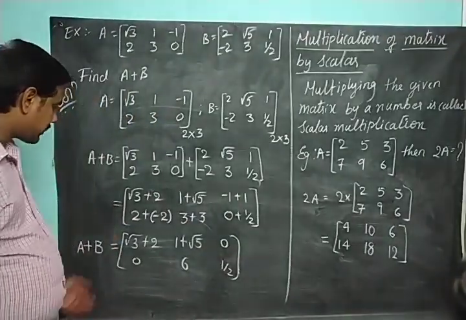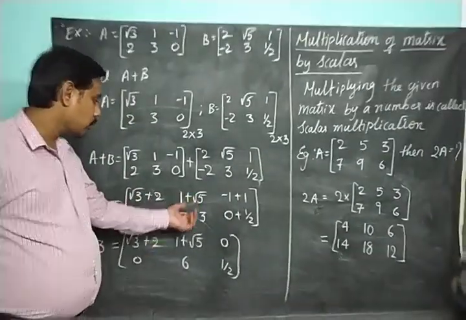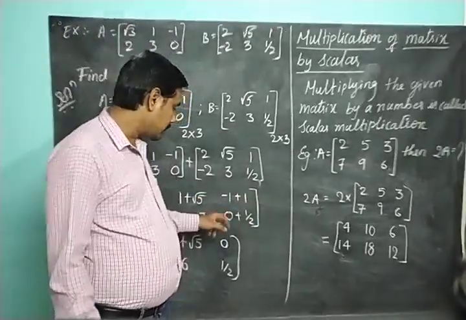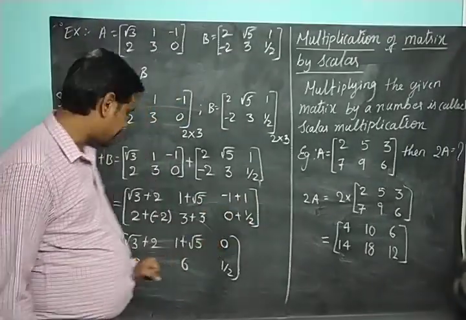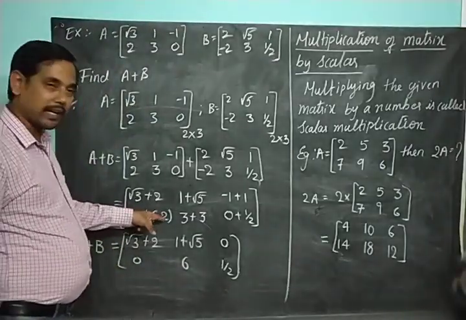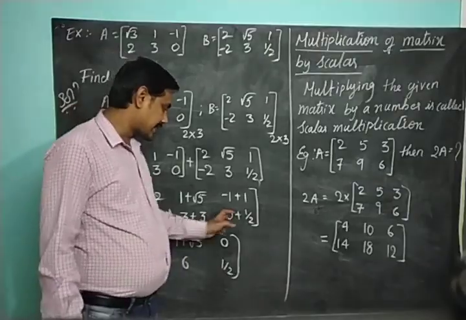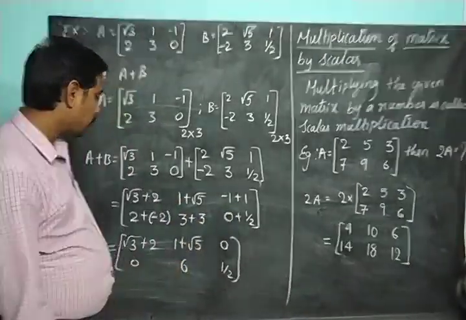What will be the result of this? Root 3 plus 2 as it is, 1 plus root 5 as it is. Minus 1 plus 1 is what? Both cancel and 0 remains. Then 2 plus of minus 2 is nothing but 2 minus 2, that is 0. 3 plus 3 is 6, 0 plus 1 upon 2 is 1 upon 2.